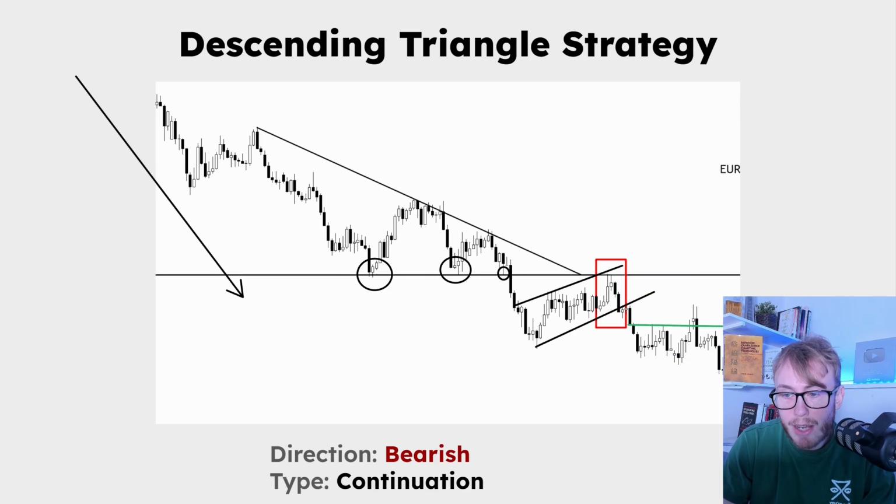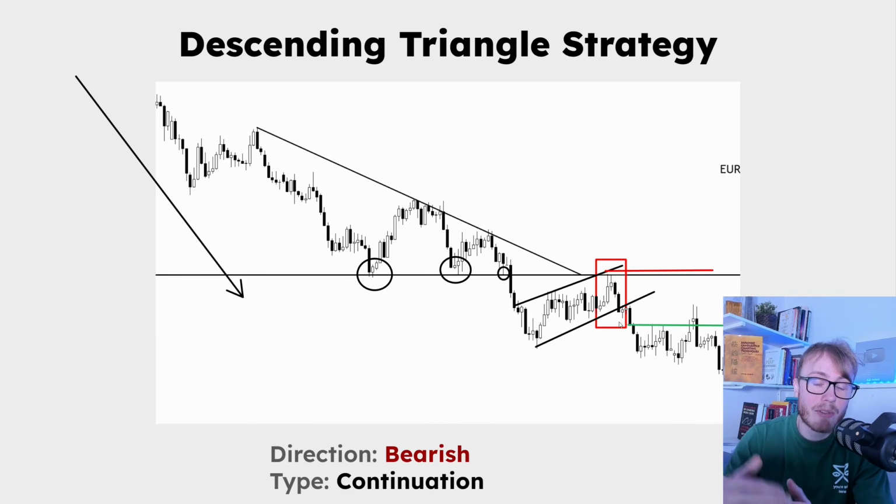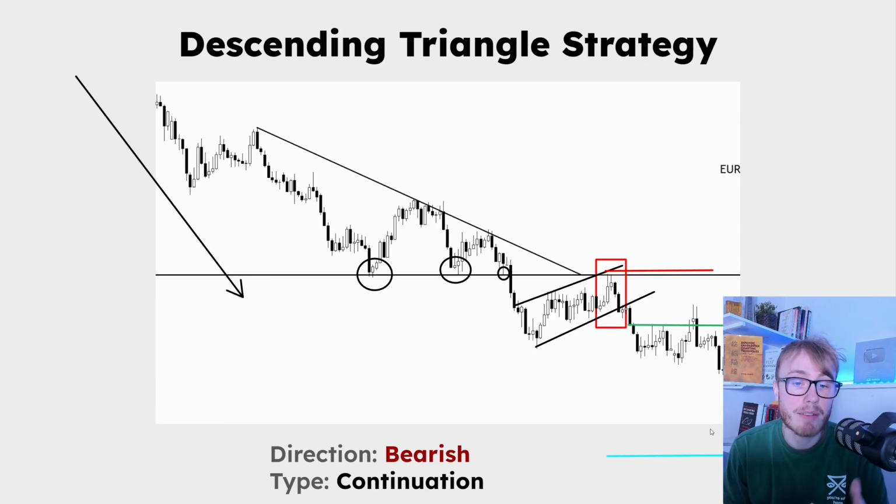You can also enter here at the break of the pullback structure, so you can enter around here. Once again, the most clear stop placement is to place it above the high. But as you can see in this case, because we have a wider stop, in order to get our 2 to 1 risk to reward, our target level would have to be placed pretty far down.